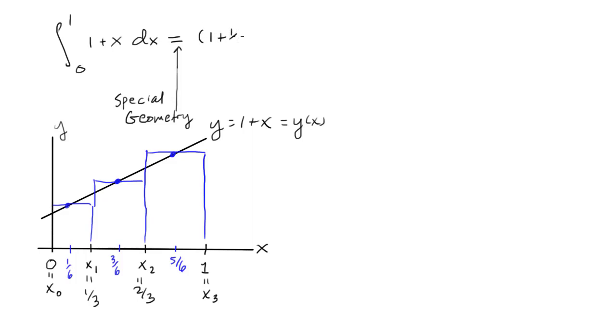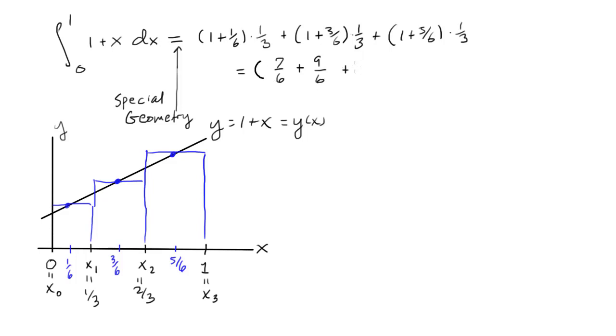Plug in my height times my base. Height times my base. Height times my base. Factor out the 1/3. Add together my fractions. Combine my fractions. Reduce. So there's my area under the curve.